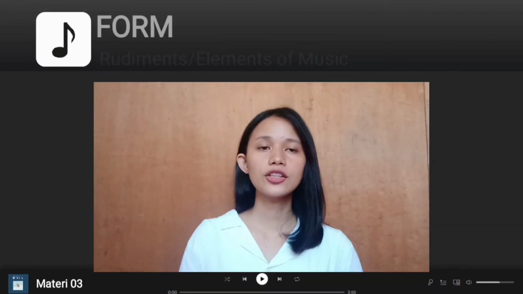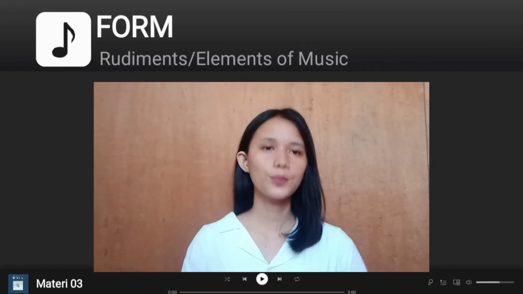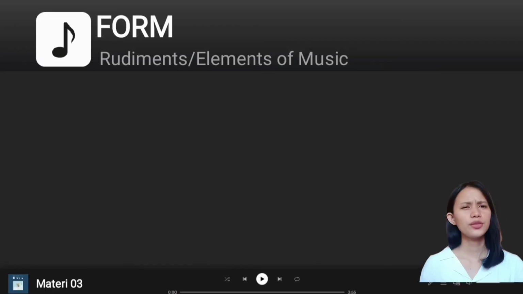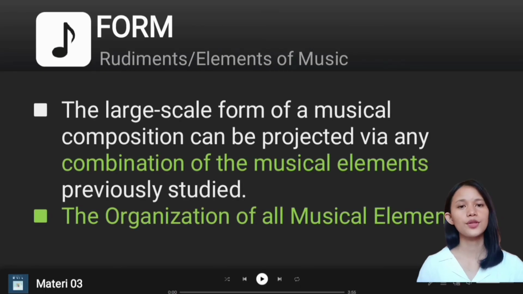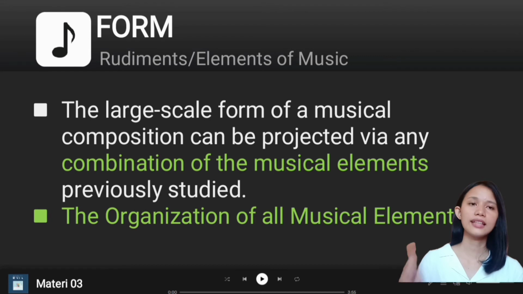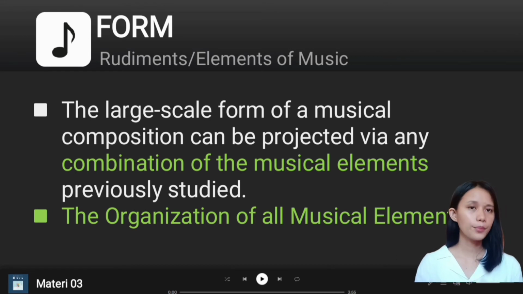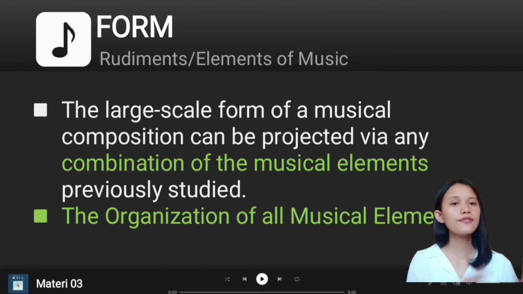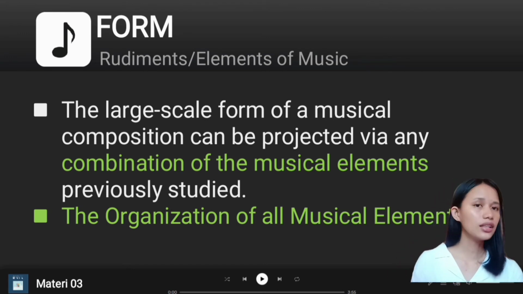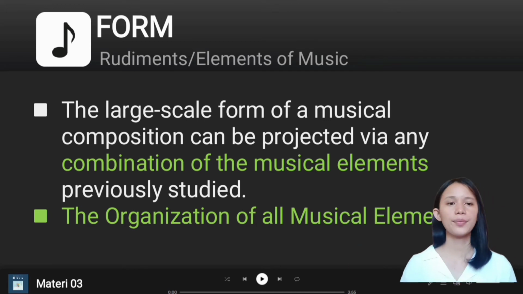The last element of music is the musical form. So, ano ba ang musical form? Musical form is the organization of musical elements. Pag-aralan natin yung different elements of music. Meron tayo dyang melody, rhythm, dynamics, pitch, tone color, ganyan. And dito sa musical form, dito na nakaayos o naka-organize ang mga yun.